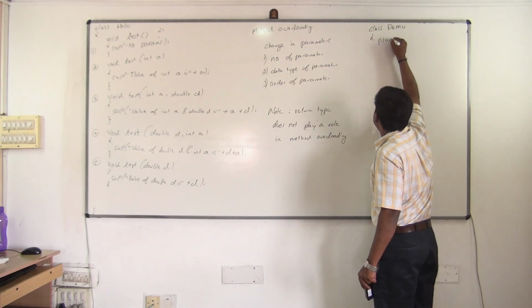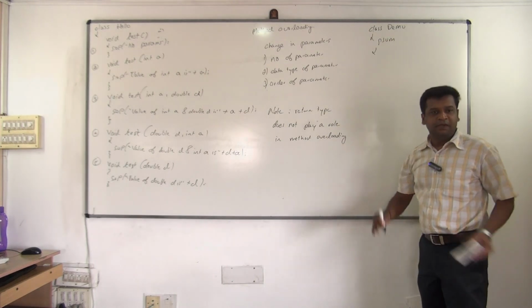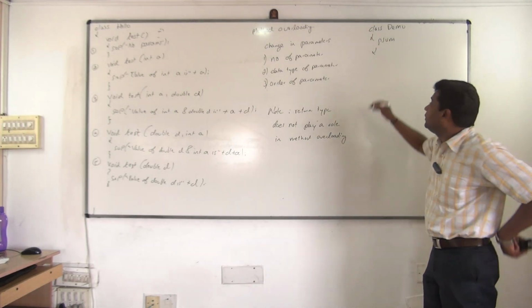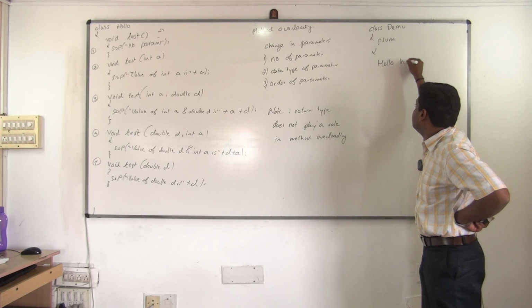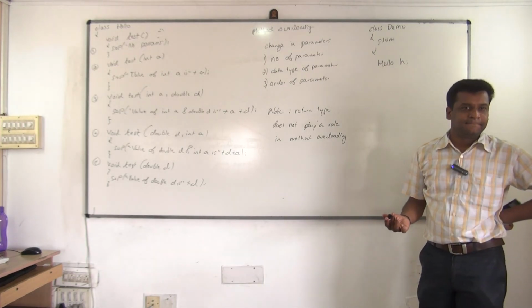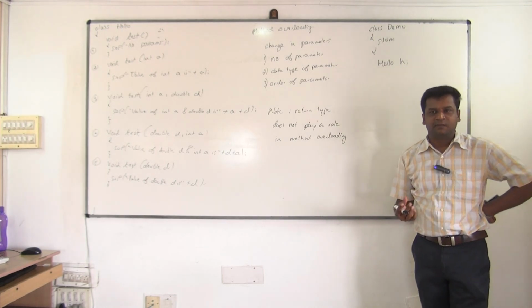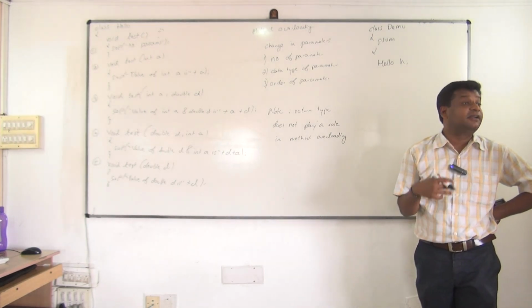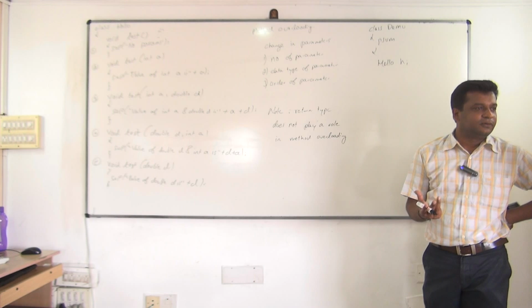Now the main method will use the data type. Yes or no? The main method is going to use the data type. How will it use it now? Hello h: you are declaring a variable. Declaring a variable doesn't mean that an object has been created. You are only declaring a reference variable. This reference variable has the ability to store the address of the object that you create.